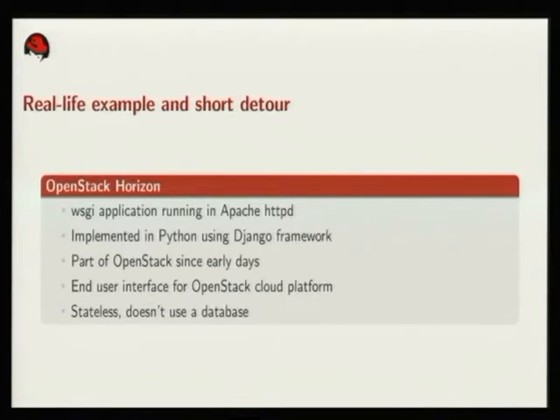Horizon is made of two Python applications. One is named Horizon, and it's currently the framework to implement a dashboard for OpenStack. And OpenStack Dashboard itself is the implementation. It has been part of OpenStack since probably ever. It's not entirely true, but it's been integrated in OpenStack for a long, long time. And as I mentioned before, it's the end user interface for OpenStack. Unlike other Django applications, it is completely stateless, and it doesn't use a database. So everything is stored somewhere else. And it exclusively talks to underlying services using a RESTful API.